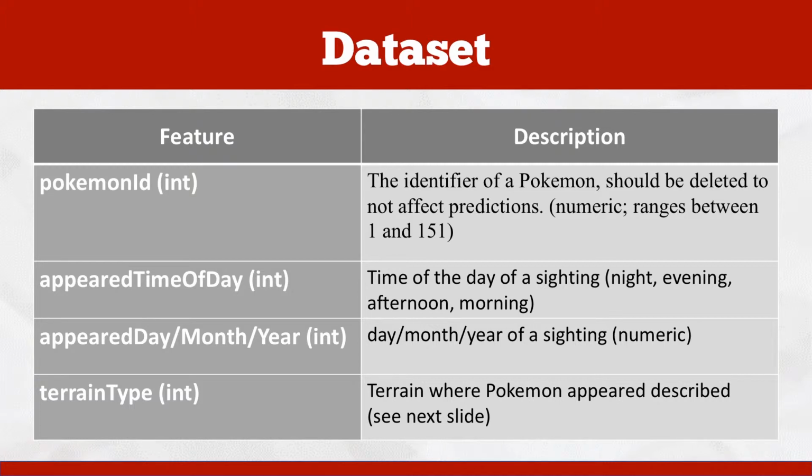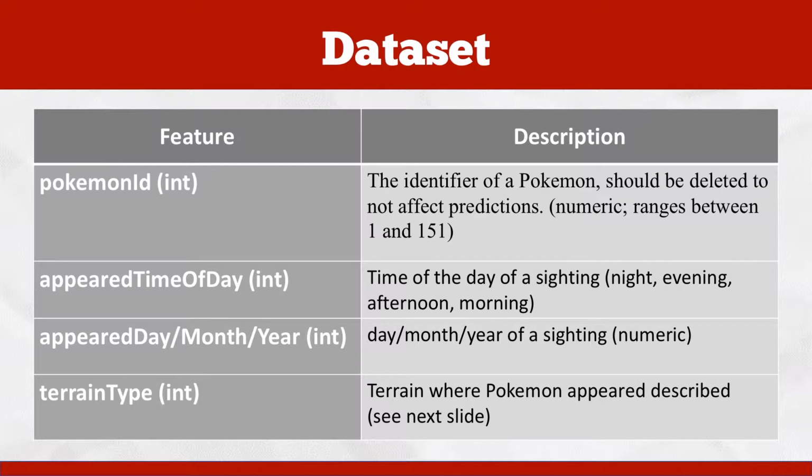4 features of the dataset were used. Firstly, the Pokemon ID, which labels the individual Pokemon from 1 to 151. Secondly, the appeared time of day, which indicates the time of the day when the Pokemon is seen, for example, night, evening, or afternoon. We concatenate the appeared day, appeared month, and appeared year to identify the date of the Pokemon sighting. Lastly, terrain type indicates the terrain where the Pokemon appeared, expressed in integers. The integers are mapped to a location.